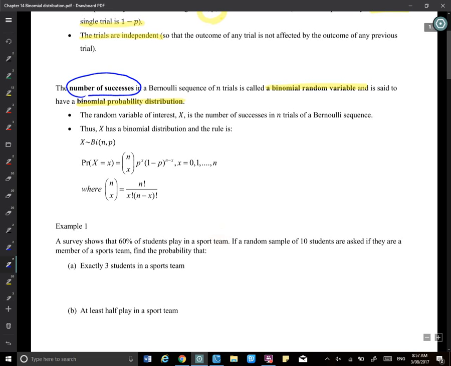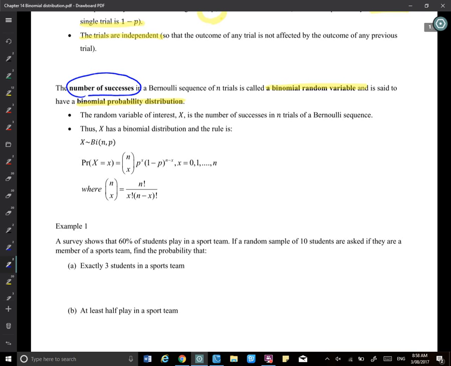So the number of successes is called a binomial distribution. Okay, it's called a binomial distribution. The experiment, the process, the number of trials you do, this is called a Bernoulli sequence. You do an experiment multiple times, this is called a Bernoulli sequence.